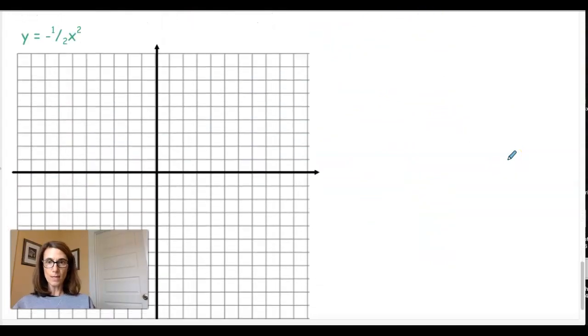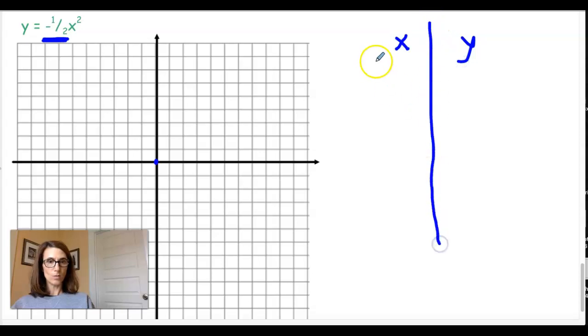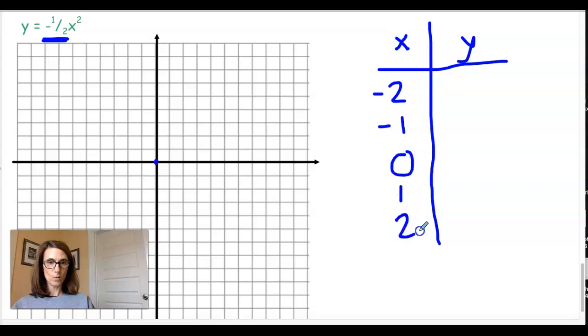All right, so last example, and then I'm going to have you guys do some of your own. We have an a value for this function of -1/2. So that's a negative value, meaning our parabola will open down. And let's find our x and y values and plot our points. All right, so we'll go with -2, -1, 0, 1, 2. Our vertex is at (0, 0).